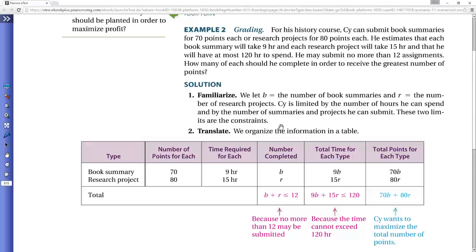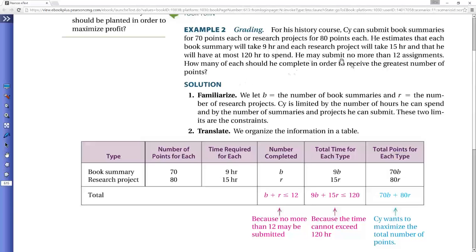In this case, Cy here can submit book summaries for 70 points each or research projects for 80 points each. He estimates that each book summary will take 9 hours and each research project will take 15 hours. At the most he will have 120 hours to spend. I wish when I was a college student I was that organized, but this guy is probably going to succeed very well if he can figure out all this stuff, right?